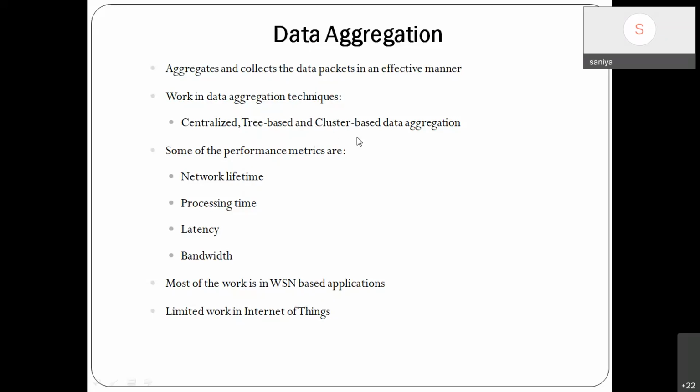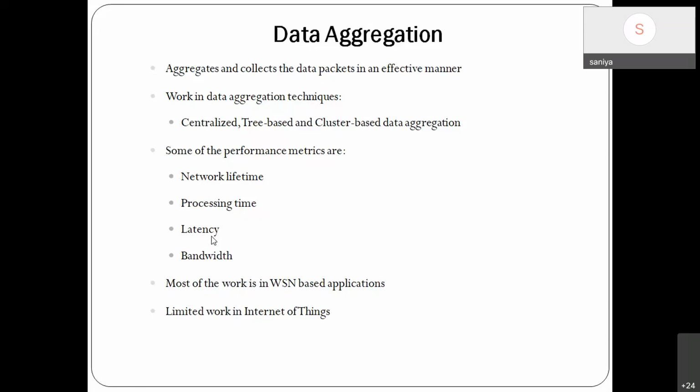So my algorithm, maybe I may have used some of the techniques in this, maybe centralized, tree or cluster head. So this group of papers mostly focus on network lifetime, processing time, meaning how much time it should take to process the data. Okay, latency, how much delay there has to be, and bandwidth. So bandwidth is another performance metric that one can also focus on if you want to go for research in data aggregation.